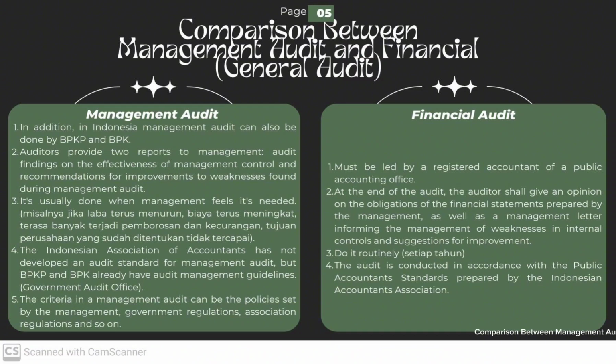Comparison between management audit and financial general audit. Management audit. 1. In addition, in Indonesia management audit can also be done by BPAK and BPAK. 2. Auditors provide 2 reports to management. Audit findings on the effectiveness of management control and recommendations for improvements to weaknesses found during management audit.